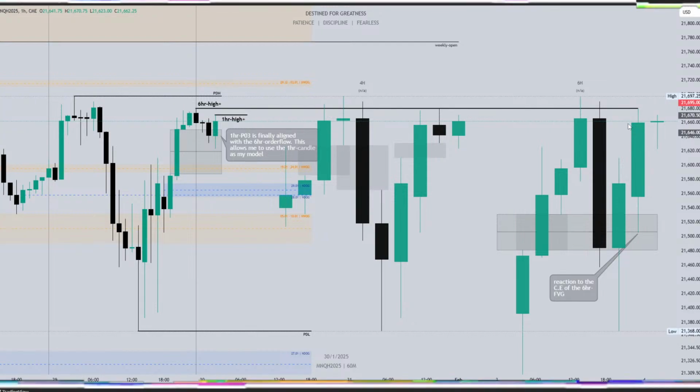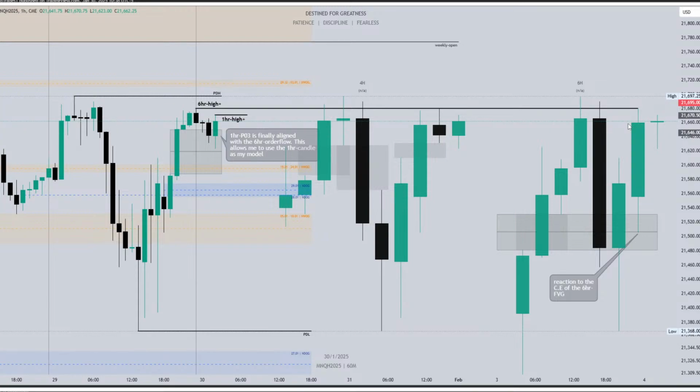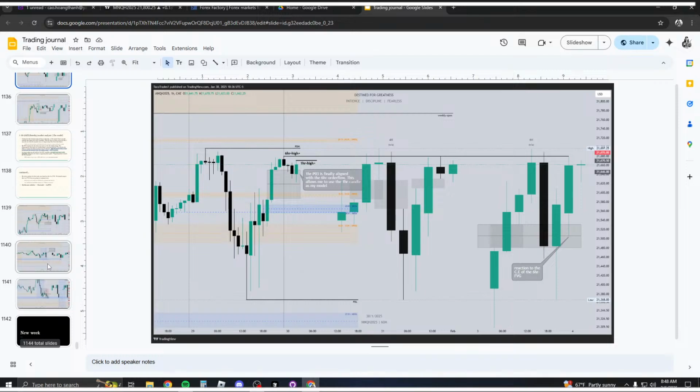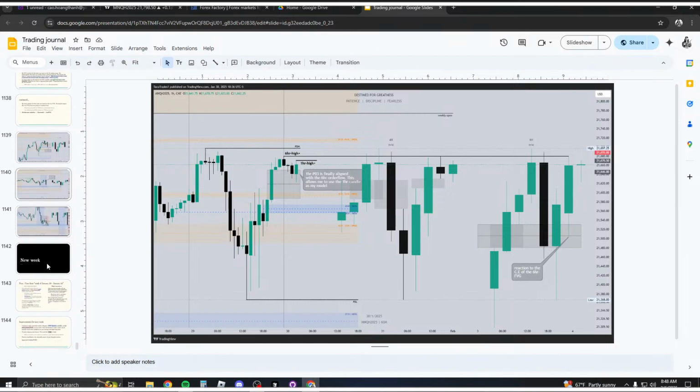So now there's time frame alignment, right? The hourly and the 6-hour are now in tandem with each other. That means that we should respect the higher time frame, which is the 6-hour time frame in this case, to continue higher. So that's basically a breakdown of what time frame alignment is, and it requires you to stay focused on multiple time frames, right?